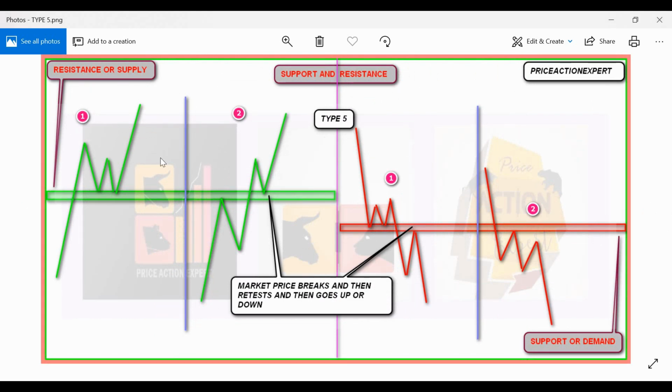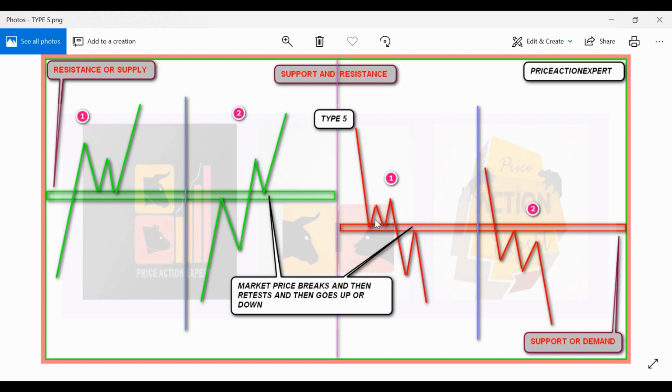In type 5, I have mentioned two types here actually. The market breaks up initially, it won't stop. First it won't stop, it breaks up, after that it retests, and after that it continues in the same direction. In this type 2, you can see the market initially responded in that resistance area, it stops, after that it breaks up and it retests, and then it goes up, and vice versa. Same, you can see in the downtrend market. This is an uptrend market and this is a downtrend market.